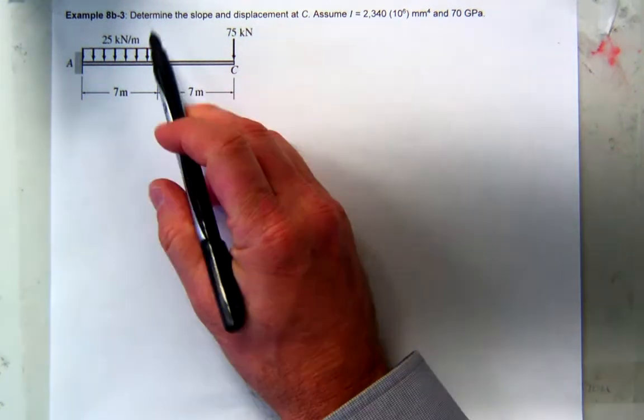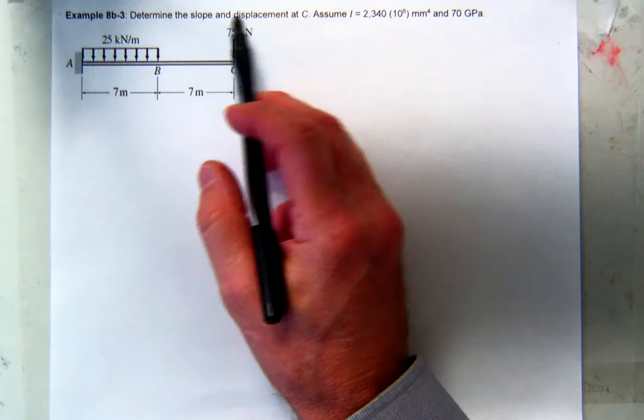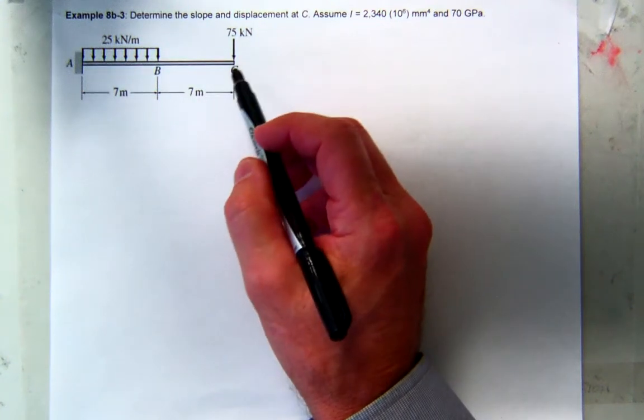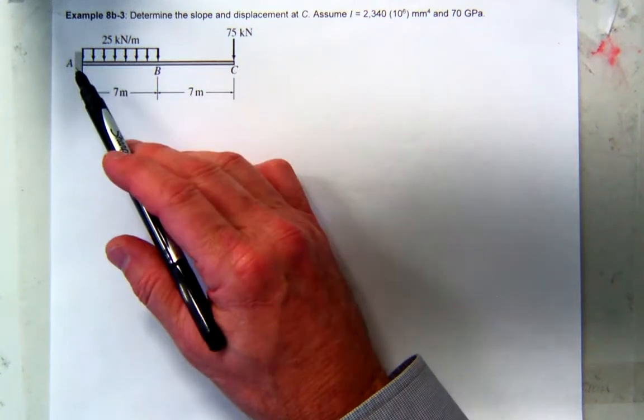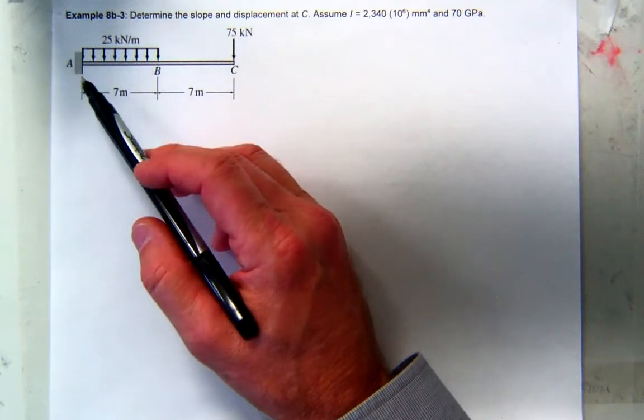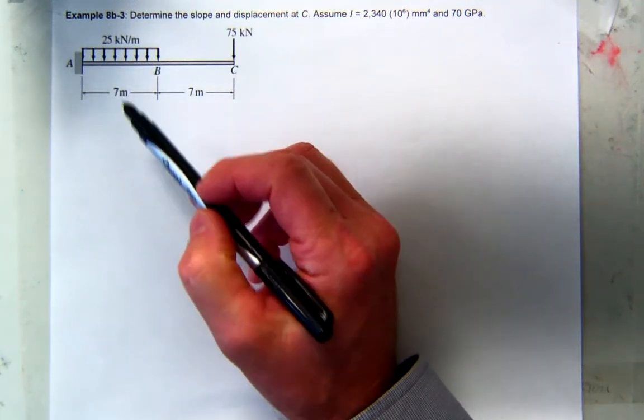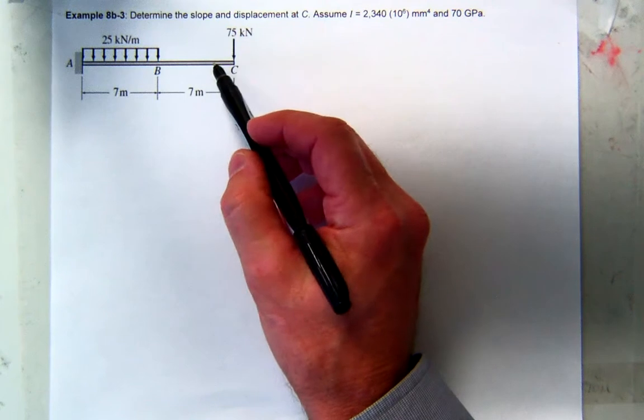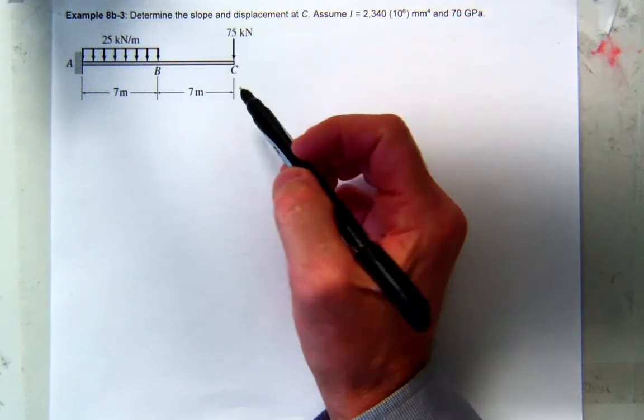All right, so let's work this problem. Again, now we want the slope and displacement at C. That's the free end. So we have the cantilever beam with a uniformly distributed load over the first, well, basically half, and over the second half, nothing's going on. They've got this concentrated load at the end.